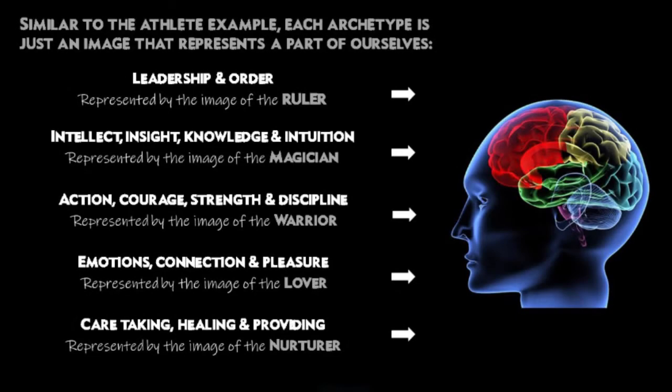So now, just like we have those physical attributes, we have non-physical ones as well. So here you see, similar to the athlete example, each archetype is just an image that represents a part of ourselves. So our ability for leadership and order is represented by the image of the ruler. Intellect, insight, knowledge and intuition, the image of the magician. Action, courage, strength and discipline is the image of the warrior. Emotions, connection and pleasure, the image of the lover. Caretaking, healing and providing is represented by the image of the nurturer.